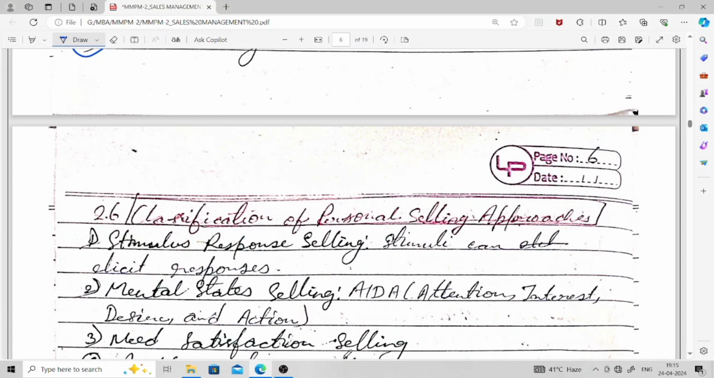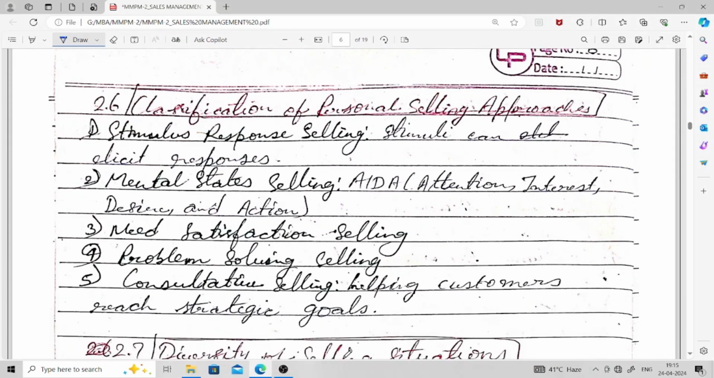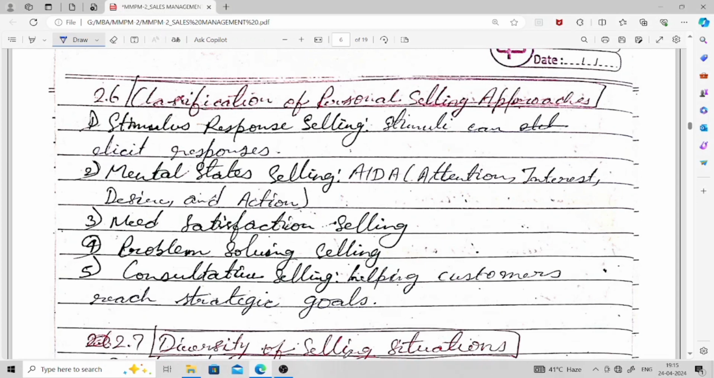Then the next is classification of personal selling approaches. What different approaches can be used for personal selling? The first one, as you can see here, is stimulus response selling. In this, stimuli can elicit responses. It means we use a stimulus for the response of the prospect, the way we want the prospect to behave or to purchase, which we can achieve by some kind of stimuli.